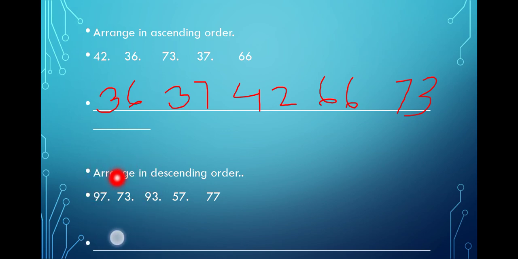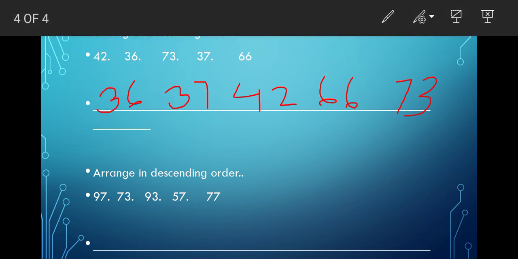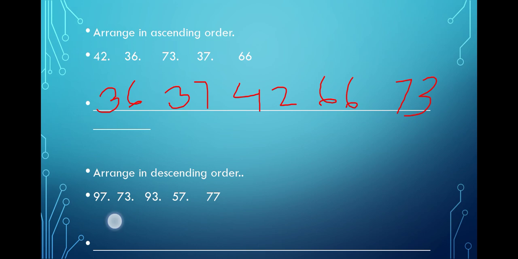So, let us see the ones place now. Ones place, this is 7 and this one is 3. So 7 is bigger, so you are going to write 7 here. Okay. So 97 will come first. In the same way, second will be, of course, 93. So the third number will be out of these three, 73, 57 and 77.